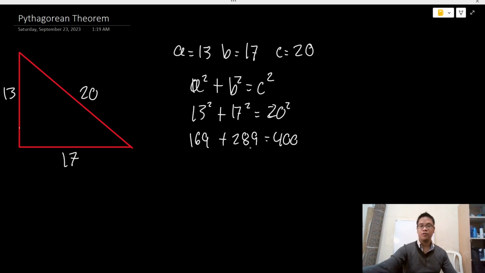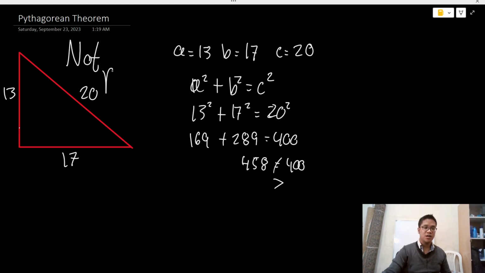Now add them together. 169 plus 289, you will have 458 units, which is not equal to 400 units. In fact, this is actually greater than 400 units. So therefore, this is not a right triangle. Okay?